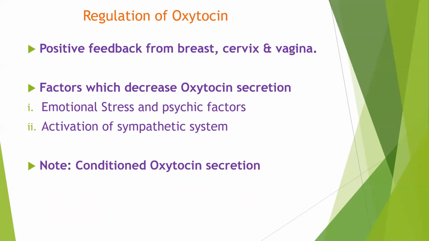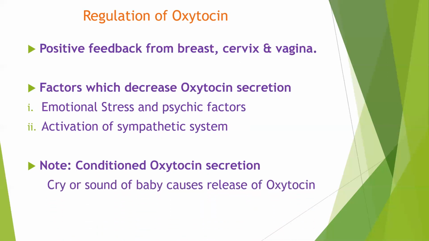Remember, there is something called conditioned oxytocin secretion. Once the mother gets used to the secretion of milk via the suckling reflex, even in the absence of the baby suckling, even a cry or sound of the baby causes release of oxytocin. So this is called conditioned oxytocin secretion. Overall, this is the regulation of oxytocin: positive feedback mechanisms, factors which decrease oxytocin secretion, and conditioned oxytocin secretion.